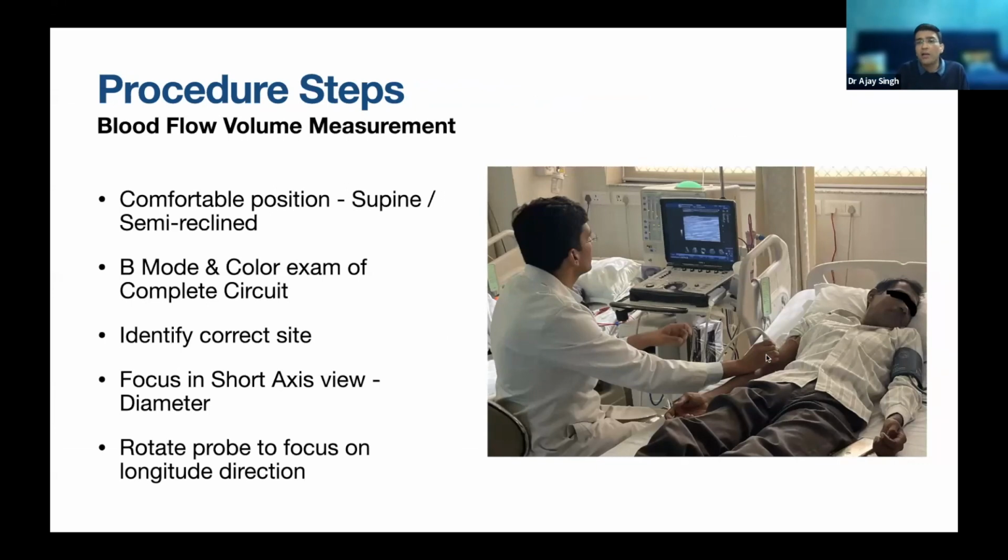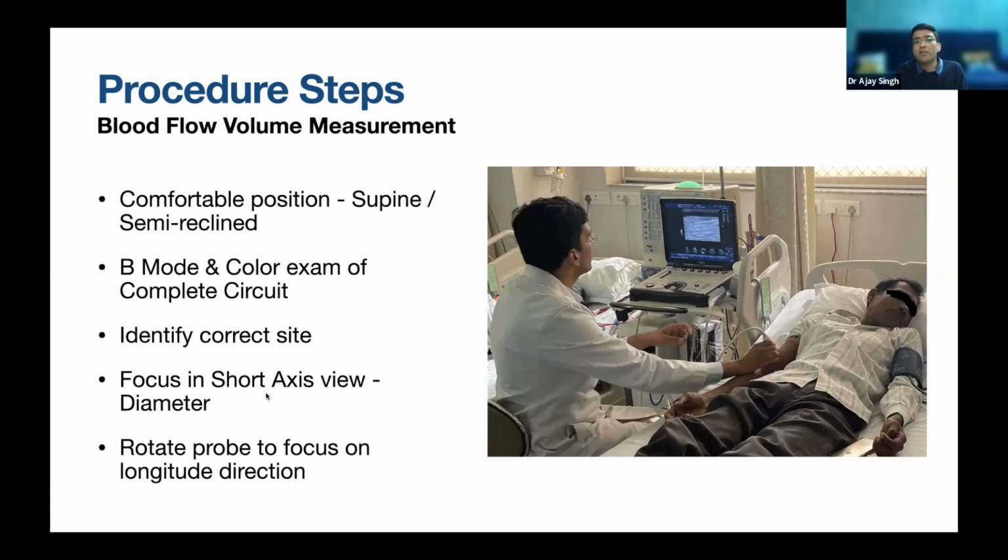And if you are doing a detailed examination of the fistula, it's going to take some time. If you are doing only the blood flow measurement, I think it's going to take only 5 minutes or so. So initially, I prefer to do a B mode and color exam of the complete circuit, and then try to find out what is going on and find a good site for blood flow volume measurement.